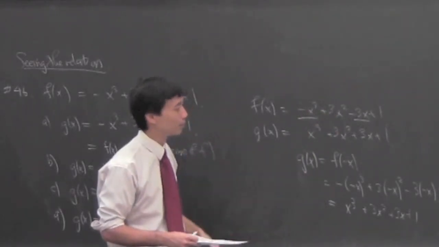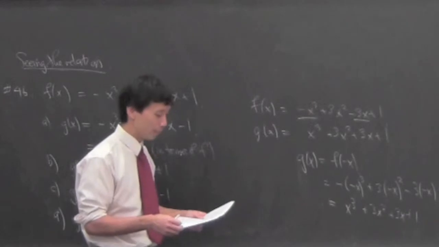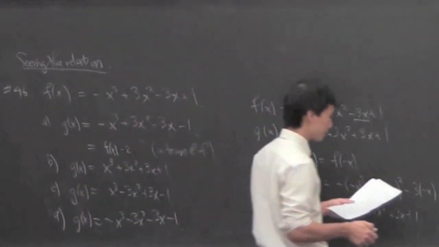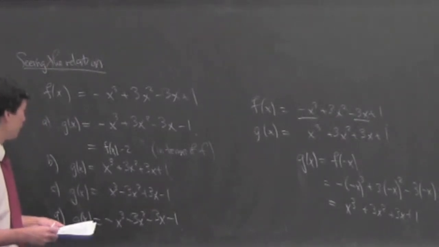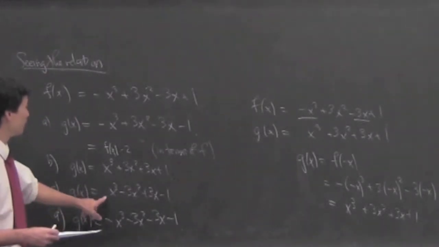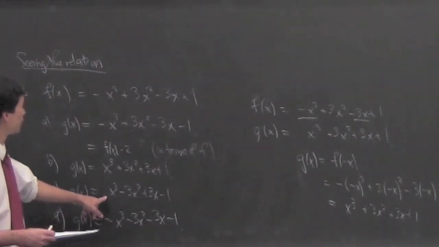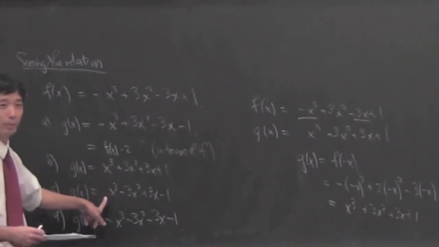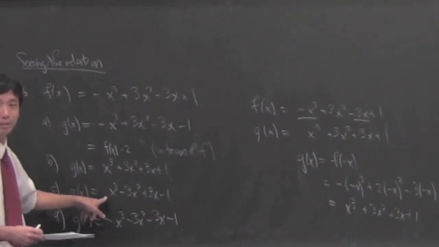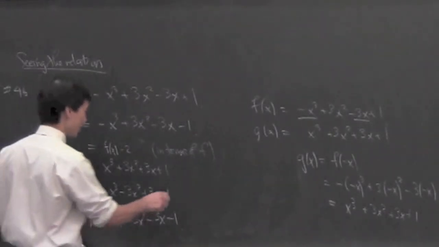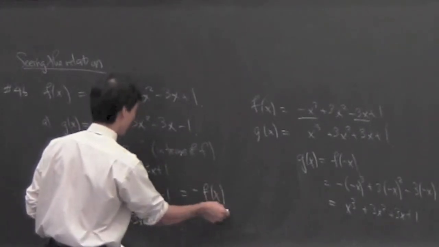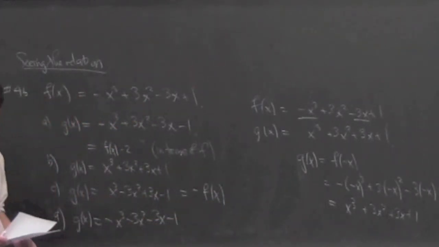So this is like recognizing a pattern of behavior. Okay. What about this one? I think this one is pretty straightforward. Somebody want to tell me about this one? That one's just negative f of x, right? Everything got a negative sign on it.